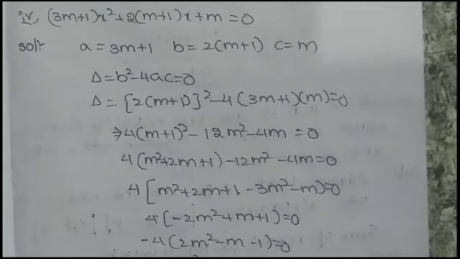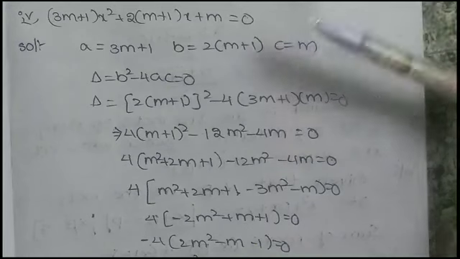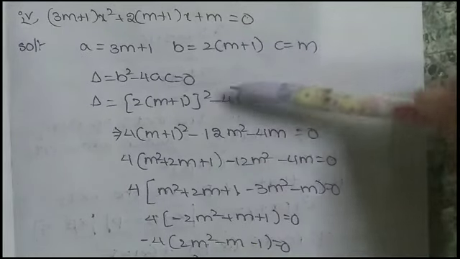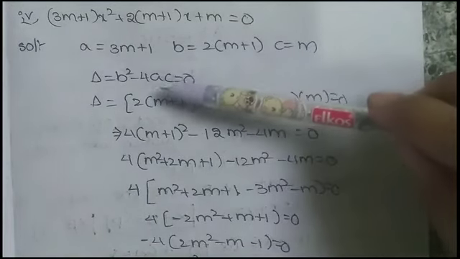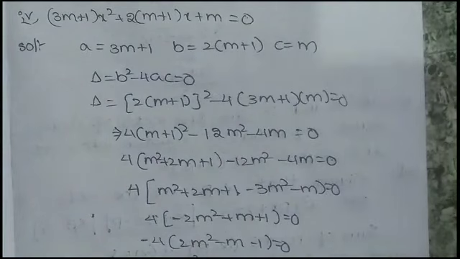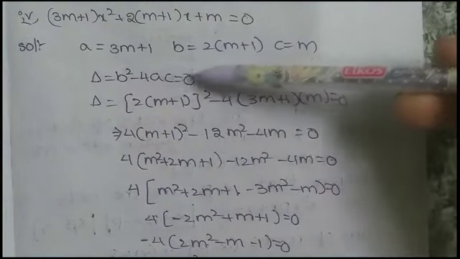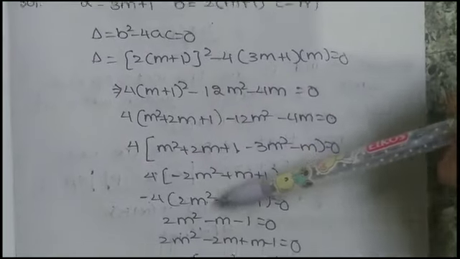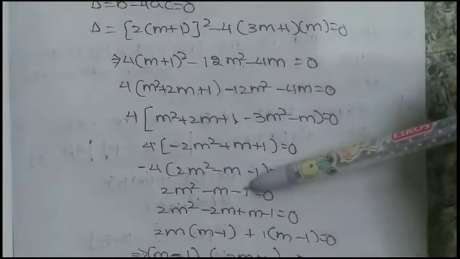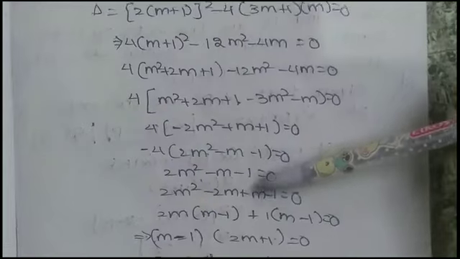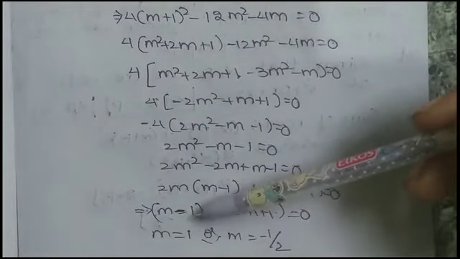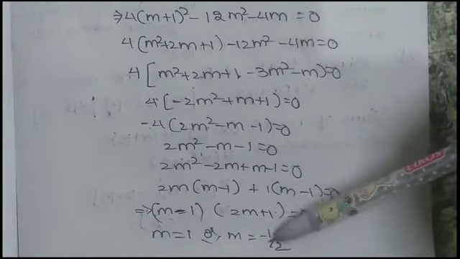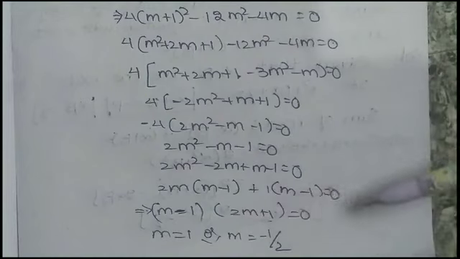This is the fourth one. Here also we have the same process, a, b, c values, and they given they have equal roots, that is b square minus 4ac is equal to 0. And we have to substitute the a, b, c values here so that we will get a quadratic equation, that is 2m square minus m minus 1. If you solve, then we will get the values of m, that is one is 1 and another one is m is equal to minus 1 by 2.